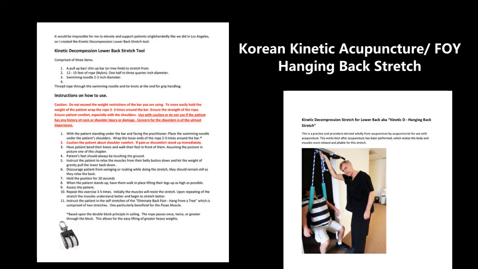Instruct the patient in the self-stretches of Eliminate Back Pain: Hang from a Tree, which is comprised of 2 stretches. We're going to show those in the video following, in the pictures following. One is particularly beneficial for the psoas muscle. So here's the double block. Based on the double block principle in sailing, the rope passes twice through the block and allows for easy lifting of greater heavy weights. Alrighty, and then here's the picture. Notice the double wrap around the bar where I'm holding.